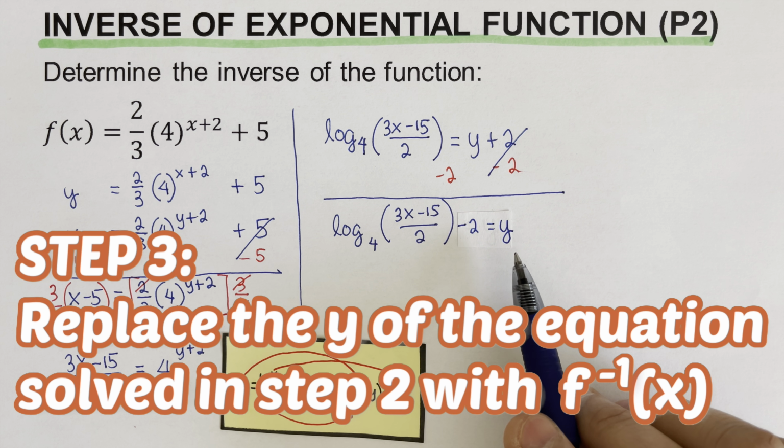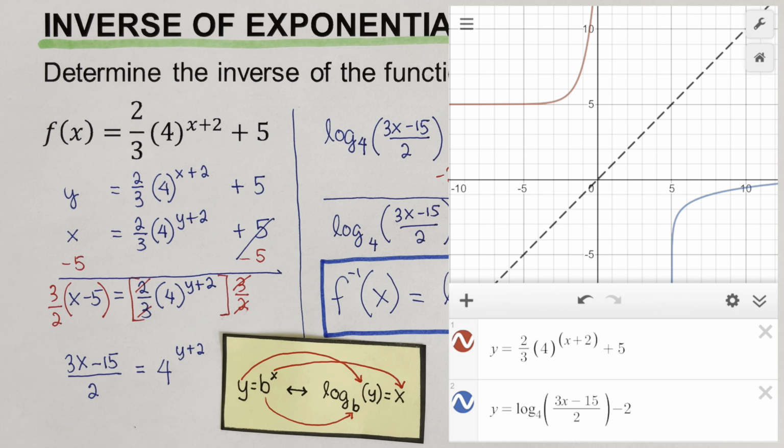In red, you will see the function y equals 2/3 (4 to the exponent x plus 2) plus 5. And the one in blue is its inverse, which is y equals log of (3x minus 15)/2 to the base 4, minus 2. You can see that both of these equations are symmetric with respect to the line of symmetry y equals x. Meaning if we fold this graph across the line of symmetry y equals x, these two graphs would match up. This means that these two equations that we have here are inverse of each other.